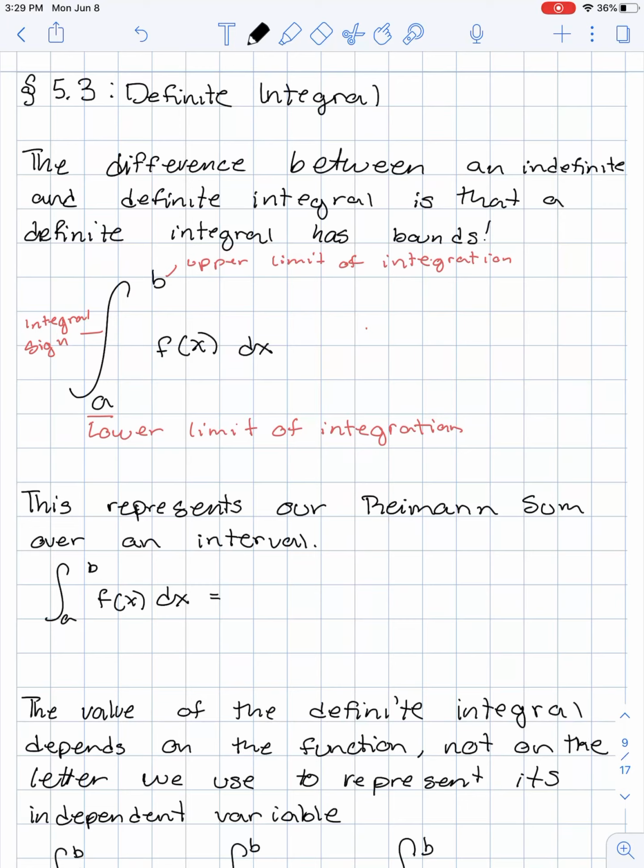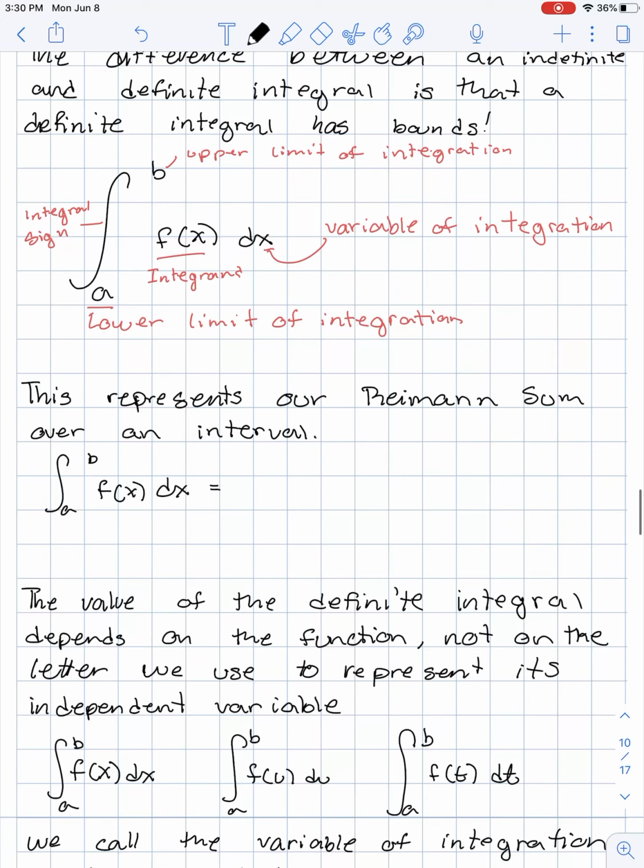Remember how in Riemann sums we talked about going from like t equals 0 to t equals 8, something like that? That's what we're doing now. We're not going to get a function back out, we're going to get a number back out. Hopefully. All right, so f of x is still our integrand, and x is our variable of integration.